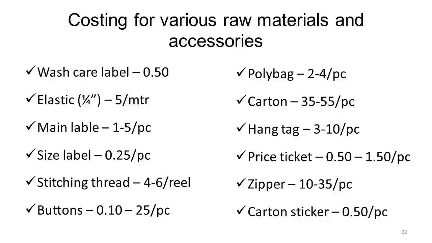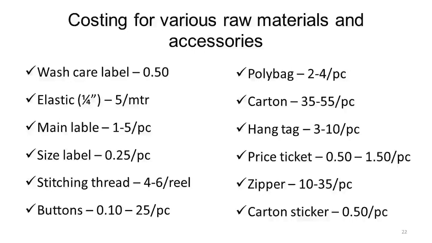And then polybags, normally it would come between 1 to 2 rupees. If it has a lot of printing and other things, then it might go to more, about 4 rupees or 5 rupees. But 5 rupees is on the higher side. Carton is normally a good carton, 60-40-40, which is 60 centimeter by 40 centimeter by 40 centimeter. In that case, the standard rate right now is about 50 rupees, about a 5-ply carton.